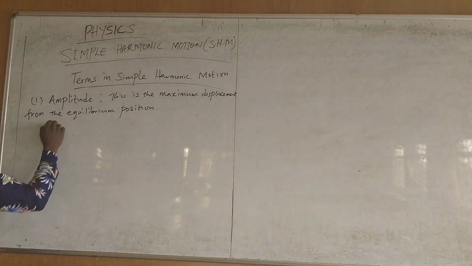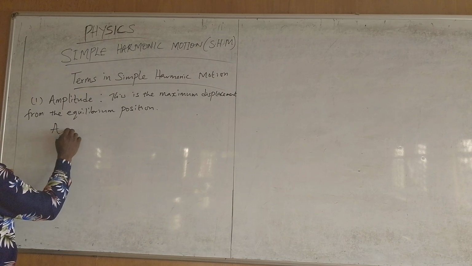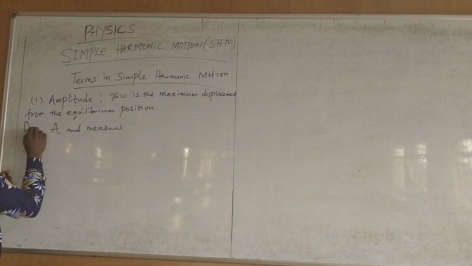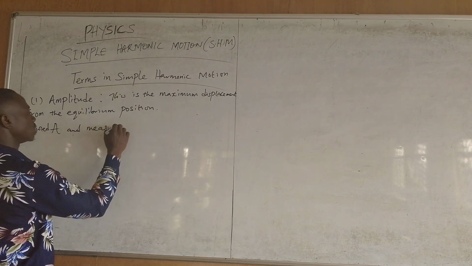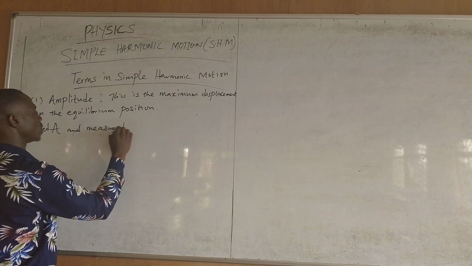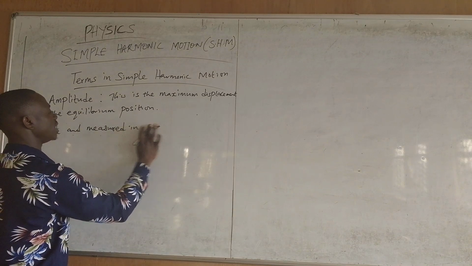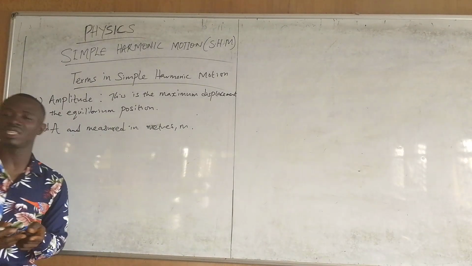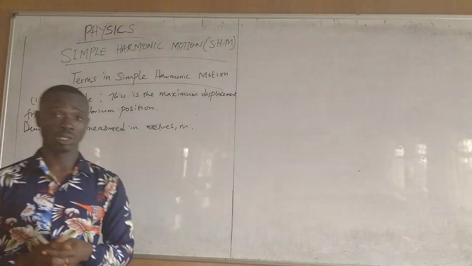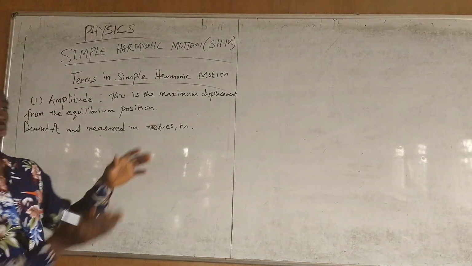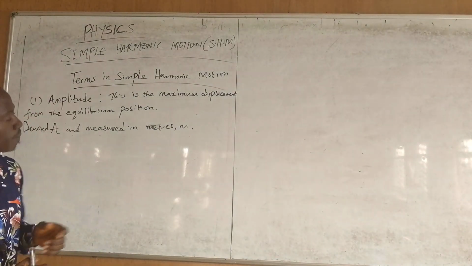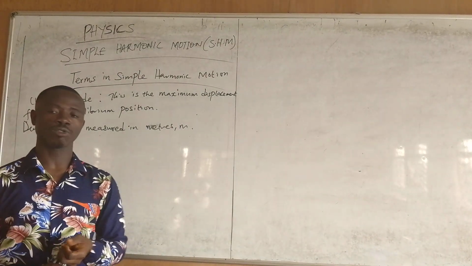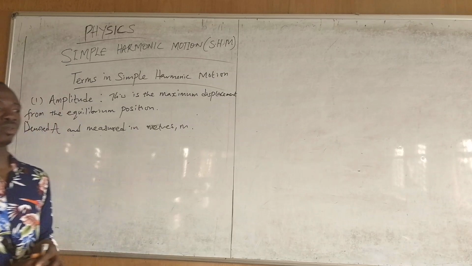By A, capital letter A, and measured in what? In meters. Meaning amplitude is a distance. That's what it means. So it is a distance that can be measured. So maximum displacement of a body undergoing simple harmonic motion from the equilibrium position, or from the center, or from the mean position.